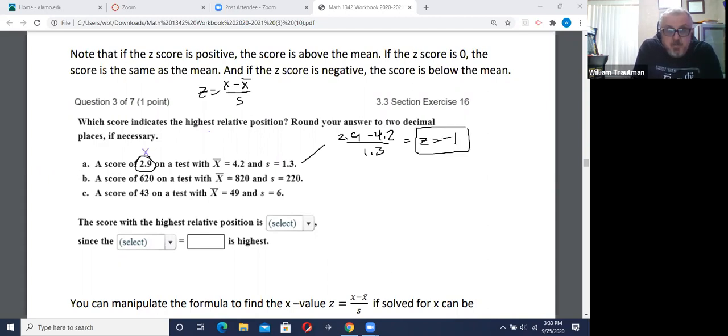I'm going to do one more. Let's do this one and just compare these two. A score of 620. The mean was 820, divided by 220. 620 minus 820 divided by 220. And I get a z value of -0.9.